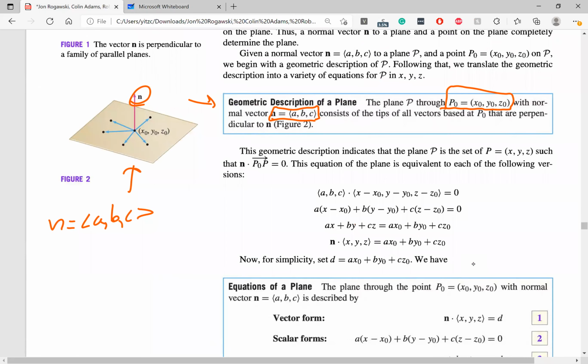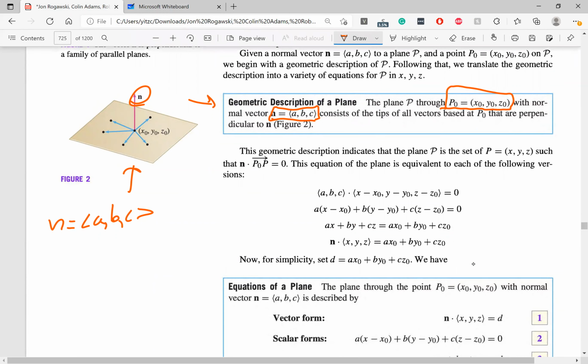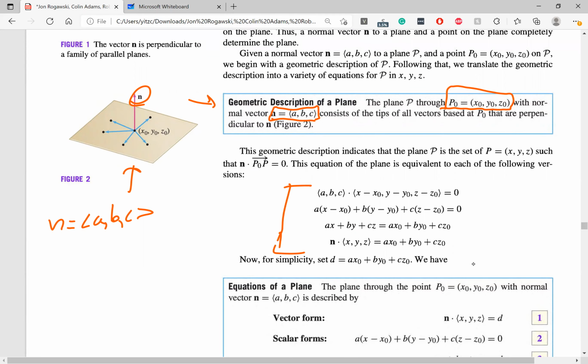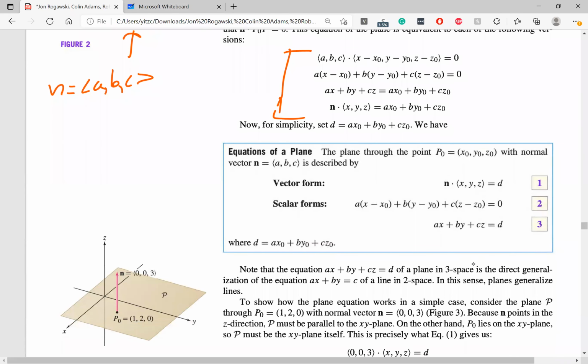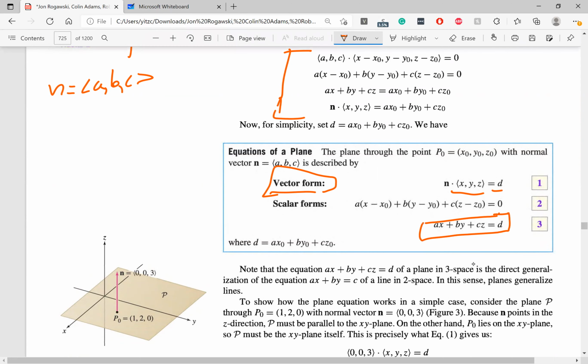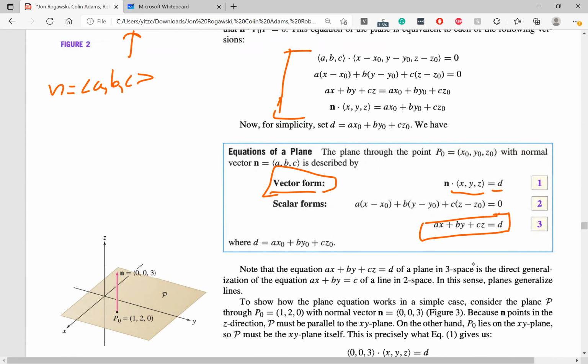So that's what you see over here. That's this computation. And so then you get the equation for the plane. And the equation in vector form is the normal vector dotted with x, y, z is equal to that d, that coefficient that we put on the other side. And the equation in scalar form is this, the equation that we've been seeing. And what is d? D is just ax0 plus by0 plus cz0.